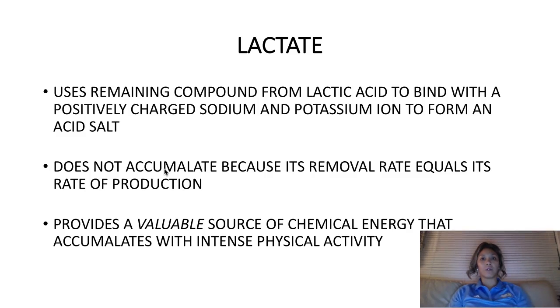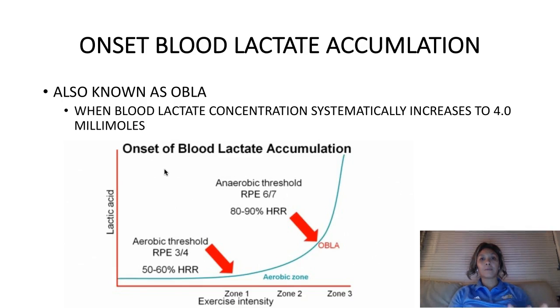It really does. But we also know that lactate doesn't accumulate in our system because its removal rate is equal to its rate of production. So it provides a valuable source of chemical energy that accumulates with intense physical activity. When we produce this lactate in our systems with physical activity, we're able to remove it at the same rate, which makes the onset of blood lactate accumulation come up.